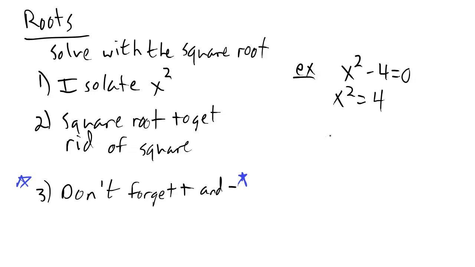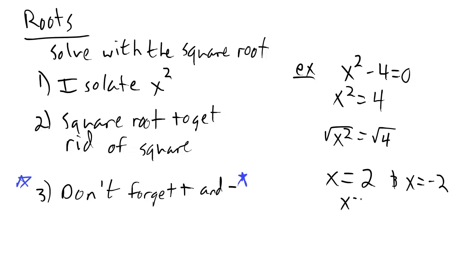Step 2 is to take the square root. So we take the square root of x squared, and we get the square root of 4. Square root and square will cancel out, so we're left with x. And x is equal to, don't forget, positive and negative. So what are the square roots of 4? What numbers multiply together to make 4? 2 and 2, but also negative 2 and negative 2. So our answer is x is equal to 2 and x is equal to negative 2. Or you'll see that written sometimes as x is equal to plus or minus 2.